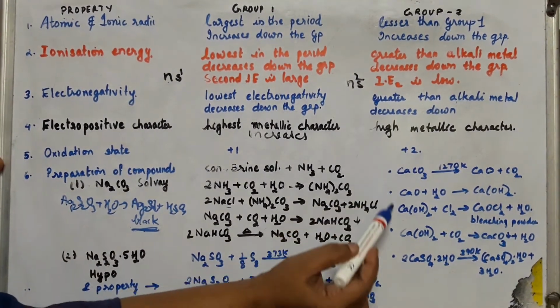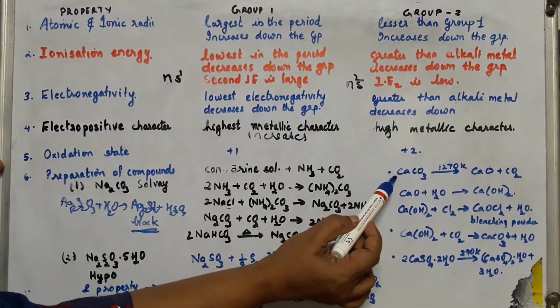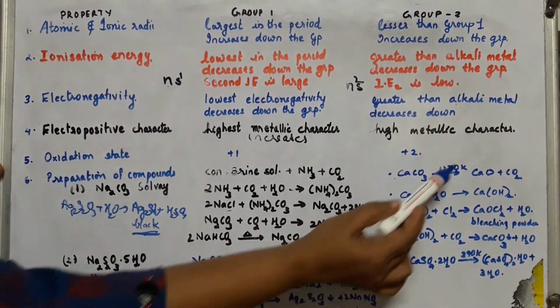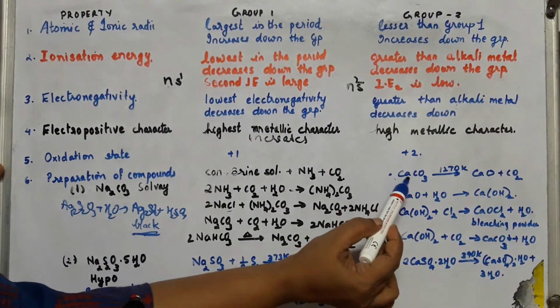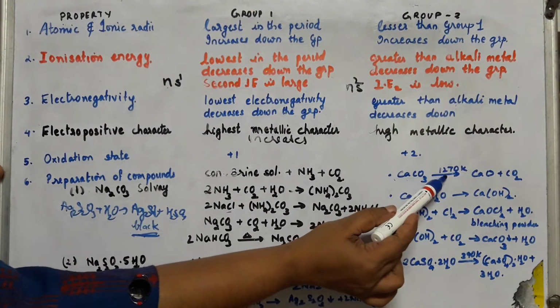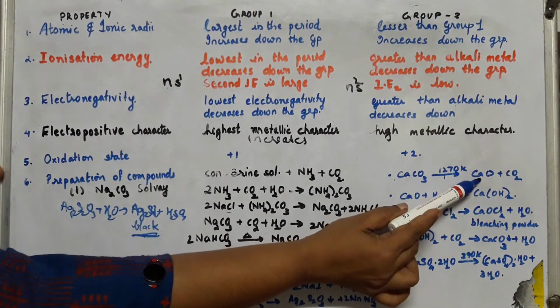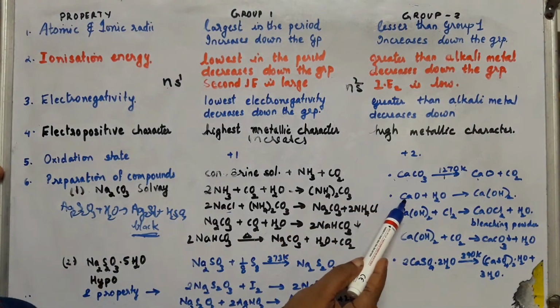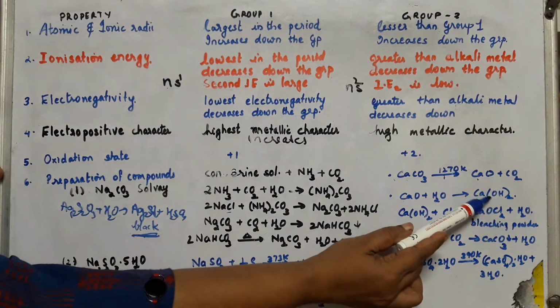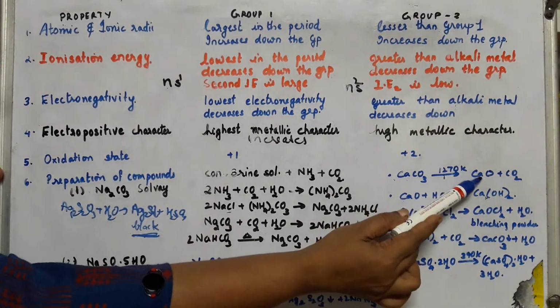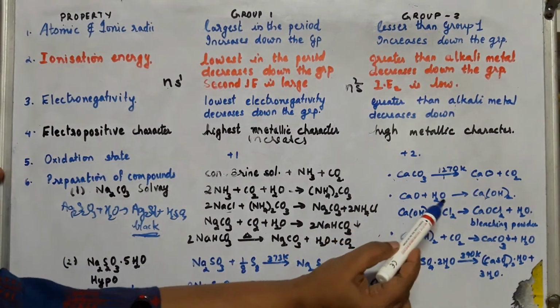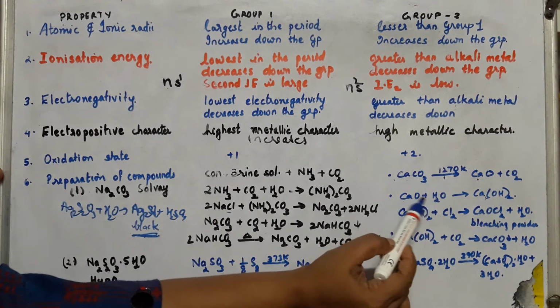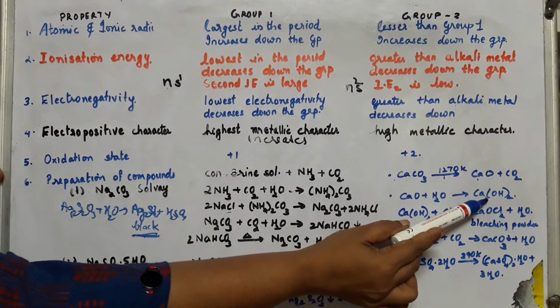Now let's see the compounds of group 2. Calcium oxide, how it is prepared. Calcium carbonate is taken and heated strongly. It decomposes to give calcium oxide. You must have learned this in lower class also. Calcium oxide can be used for the preparation of slaked lime. This is called quicklime. This is called slaked lime. When it is dissolved in water, it forms calcium hydroxide.